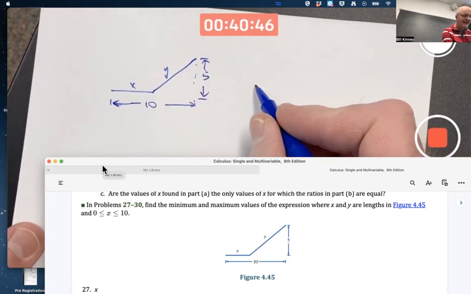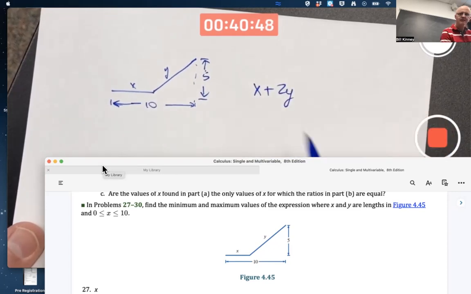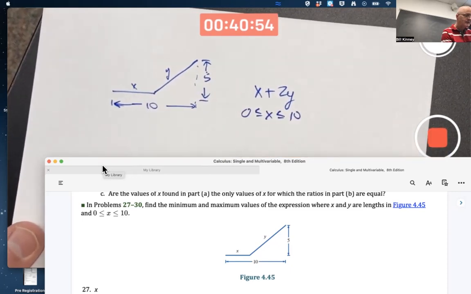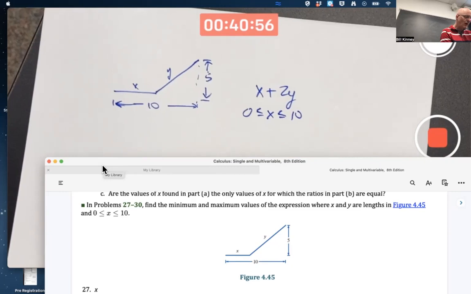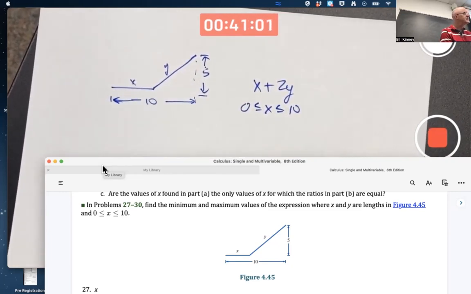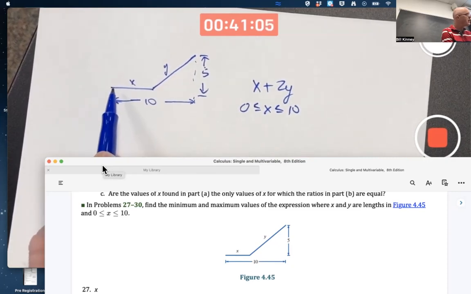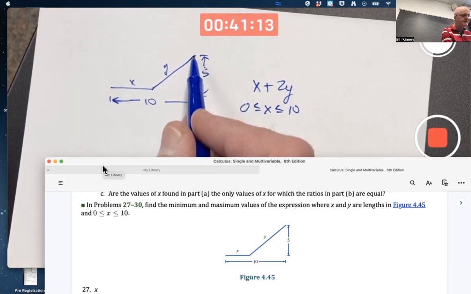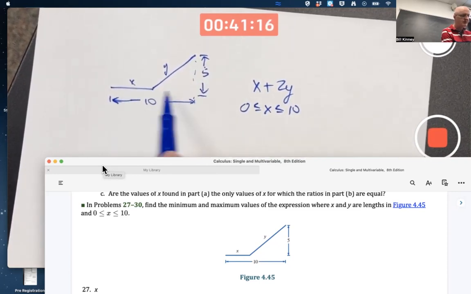We're trying to minimize x plus 2y and maximize it, where x is between 0 and 10. In effect, what we were saying is what value of x will minimize the sum of these two distances. Should x be real small and y be big, giving us a picture like this? Watch my hand here, like this, and then up that way. Or should x be real big and y be relatively small, like close to 5, so that our picture is more like this?